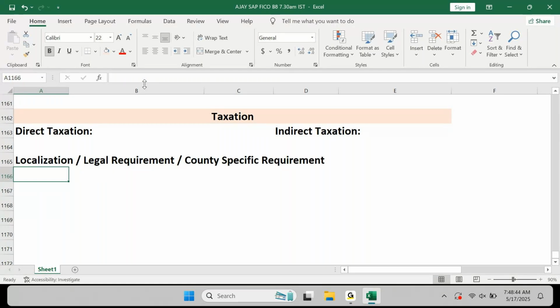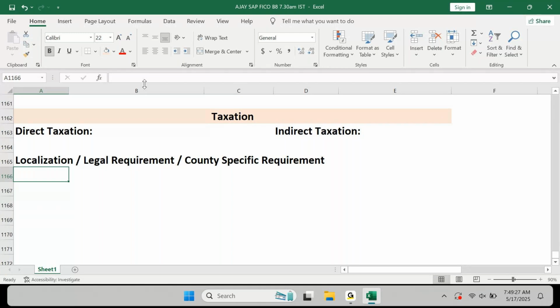Tomorrow when you talk to somebody, anybody might ask, have you worked on any localization? So what are they referring to when they talk about localization? One of the localization points is taxation. Yes, no? Yes. Taxation is one of the localization parts. Taxation is a legal requirement. Taxation can also be called a country specific requirement.